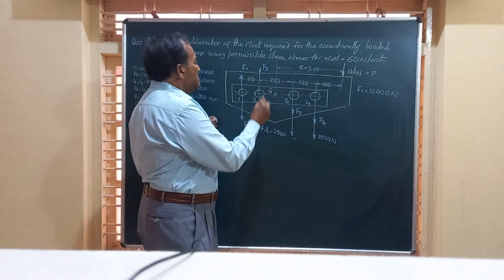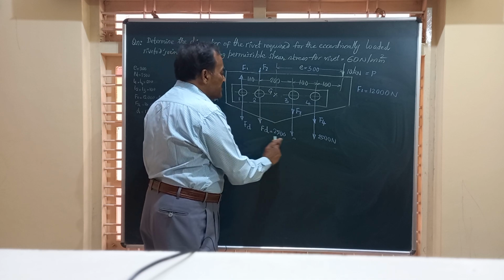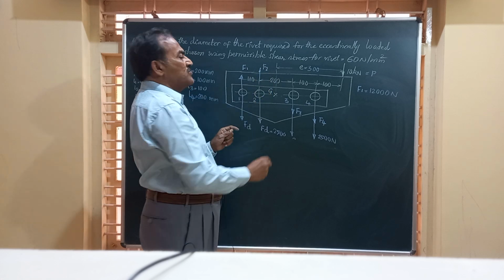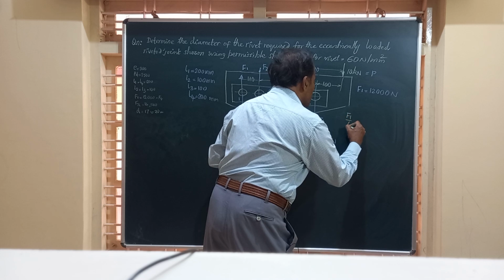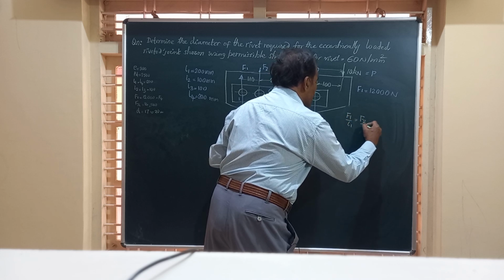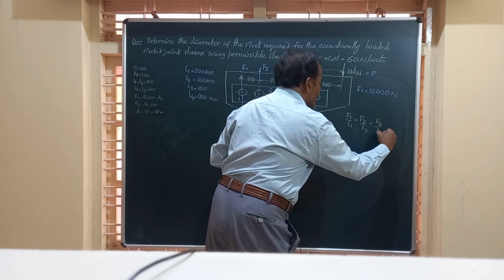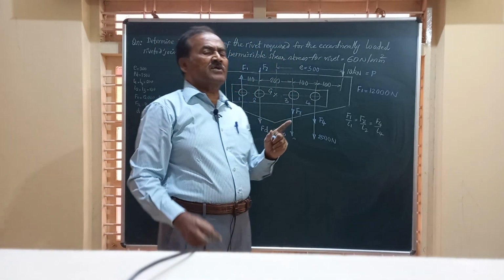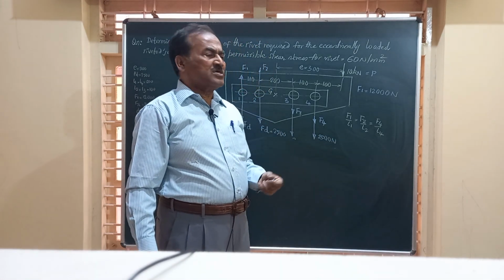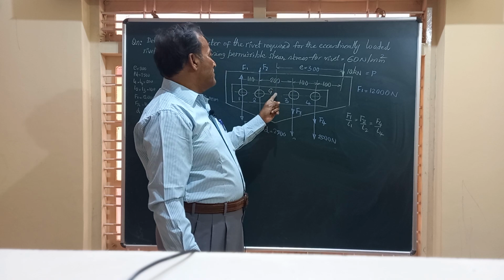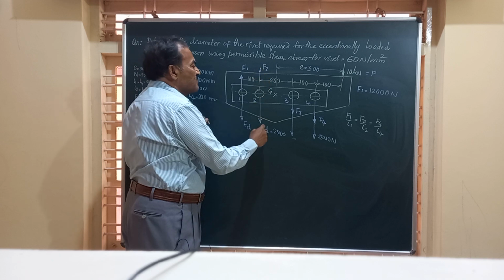acting upward. Similarly, if you take the second rivet, the direct load is 2500, and the secondary load is F2. To find out this F2, friends, there is a relation: F1 by L1 is equal to F2 by L2 is equal to F3 by L3 is equal to F4 by L4. So the loads F1, F2, F3, F4, etc. are proportional to the distance of those rivets from the center of gravity. So here, friends, the effective load will be the difference of these two.